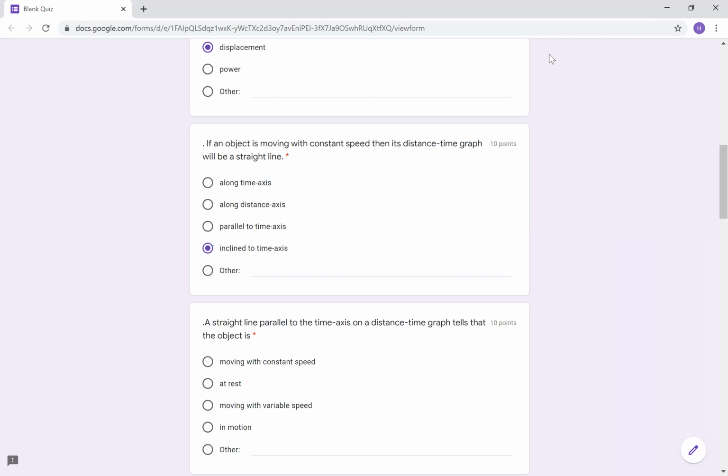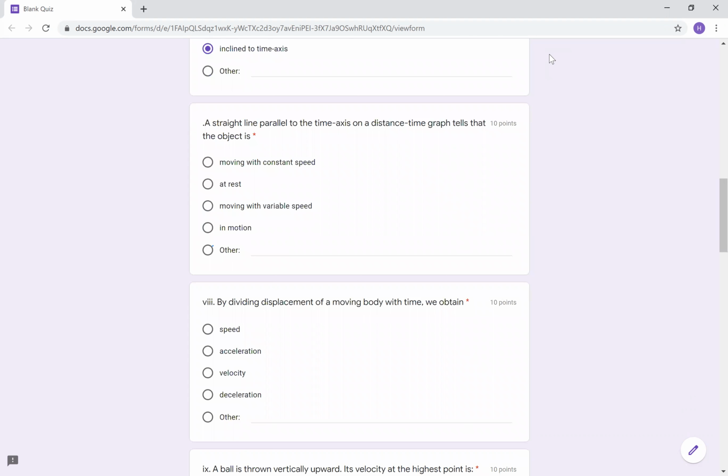Yes. Moving on towards the next question, which is quite similar to the question we have done above. A straight line parallel to the time axis on the distance-time graph tells that the object is... Now we have the options: moving with constant speed, which we have done earlier, at rest, moving with variable speed, in motion. Now in this case, let's draw again the time and displacement graph, and it says that the line has to be parallel, and "parallel" is the keyword over here.